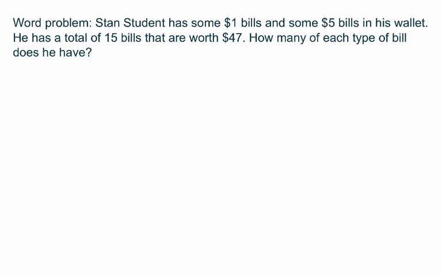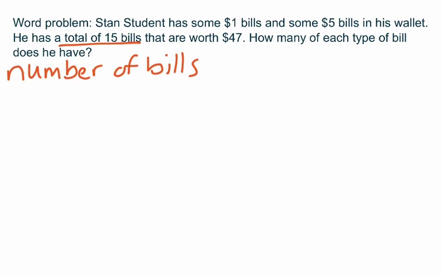All right, so that little spiel is over. When you are reading a systems word problem, there are always two pieces of information you're given, and each piece of information gets its own equation. In this problem, here are the two pieces of information. We have a piece of information telling us the number of bills. Okay, and I'll underline it. He has a total of 15 bills. That's going to be one of our equations. How many bills does he have?